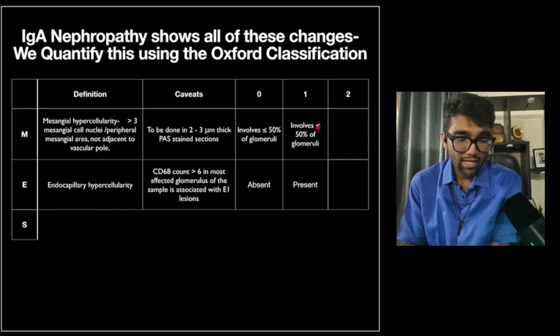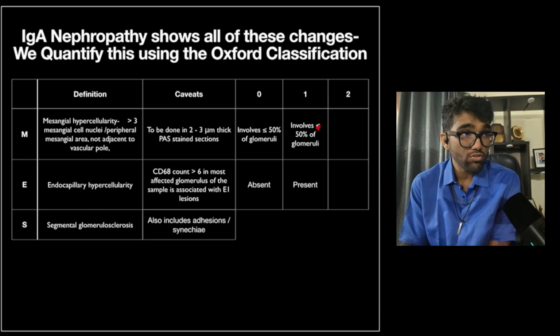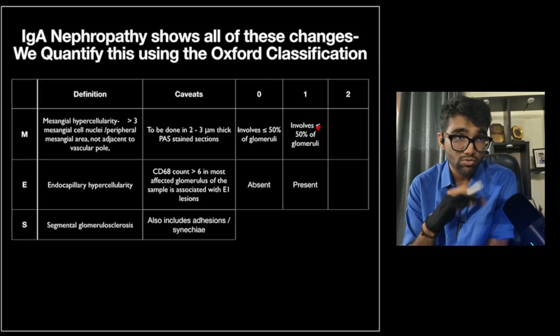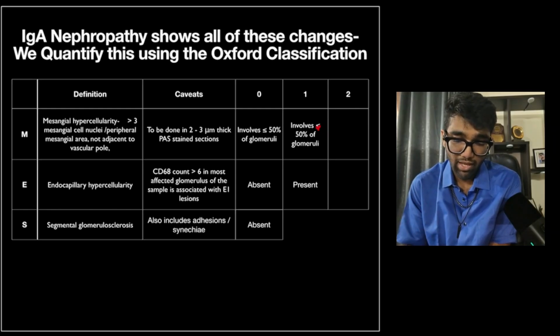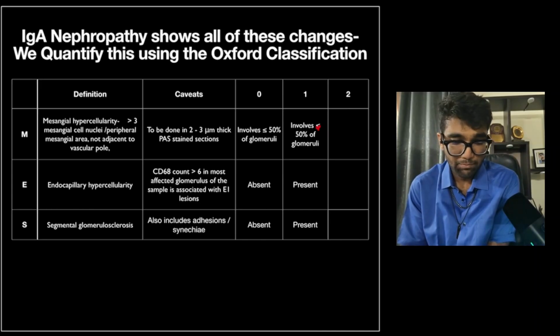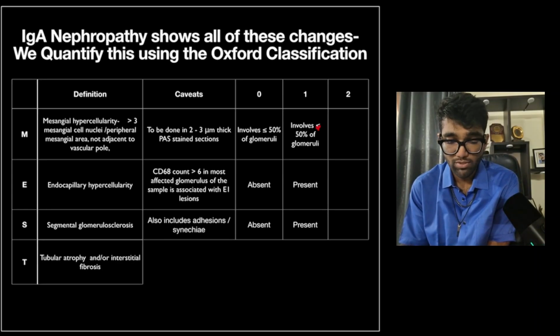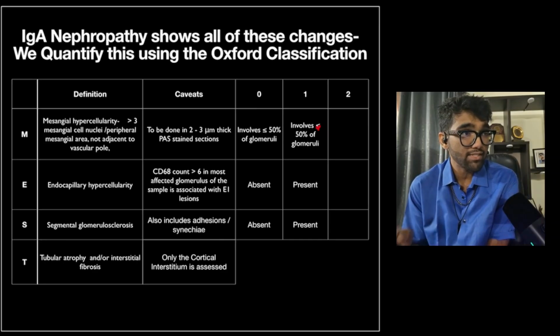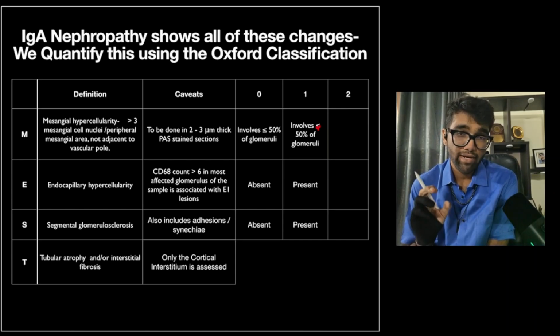Okay. Now, S stands for segmental glomerular sclerosis. So this includes also adhesions of the glomerulus to the parietal membrane of the parietal glomerulus. And if even one is present, then we give a score of 1. Okay. Then we have tubular atrophy and/or interstitial fibrosis. Now, the important thing is this has to be assessed only in the cortical interstitium. So, if you have a medullary sample, it cannot be commented upon.